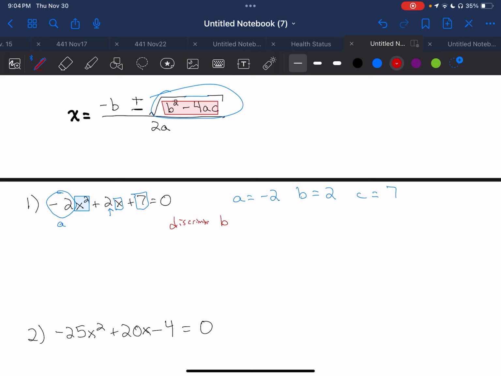Discriminant, b squared minus 4ac. So this would be 2 squared minus 4 times negative 2 times 7. And so that one, 4 minus 4 times negative 2 times 7 is 60. 60 is a positive number, so we're going to have 2 solutions.